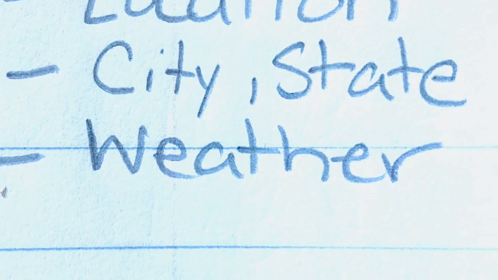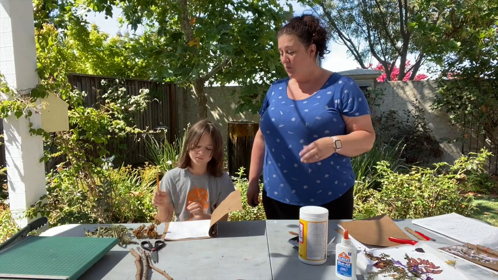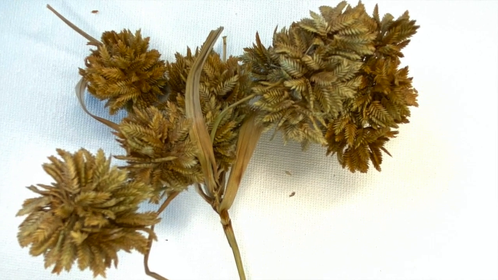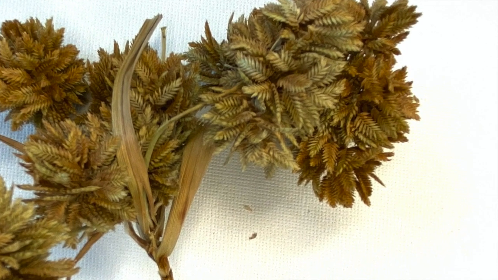And then one other important factor in nature journaling is you always want to add the weather. What we're going to do is do an observation on one of the items we found when we were on our walk. So we've got this really cool seed head that we found.